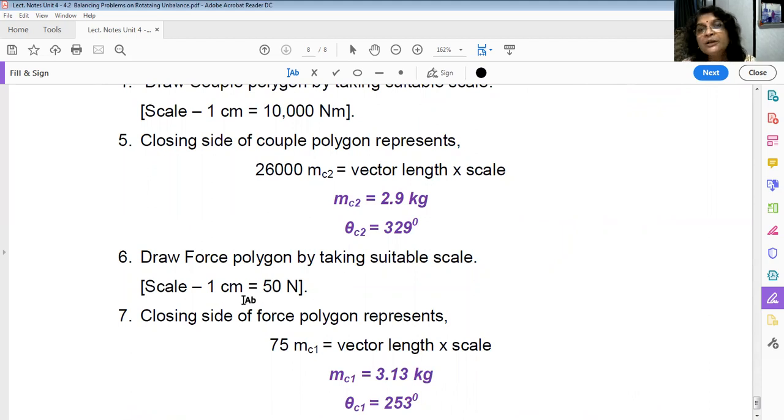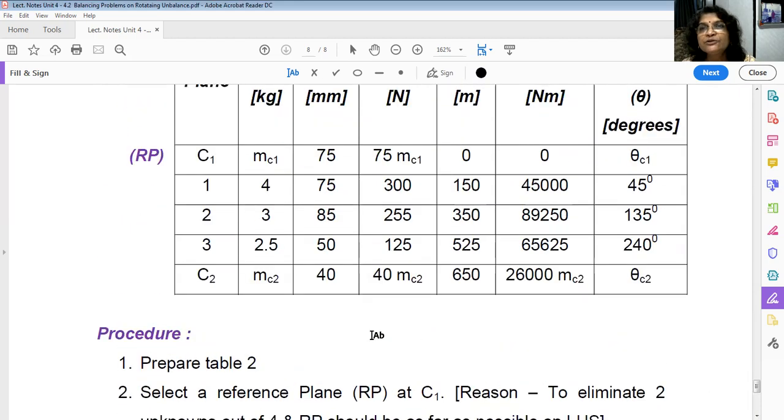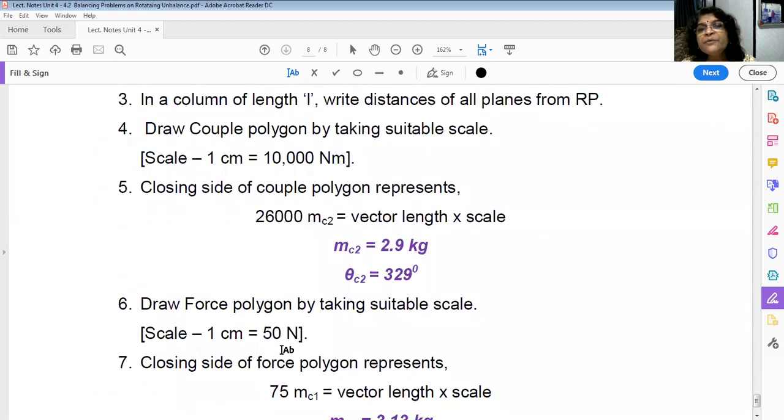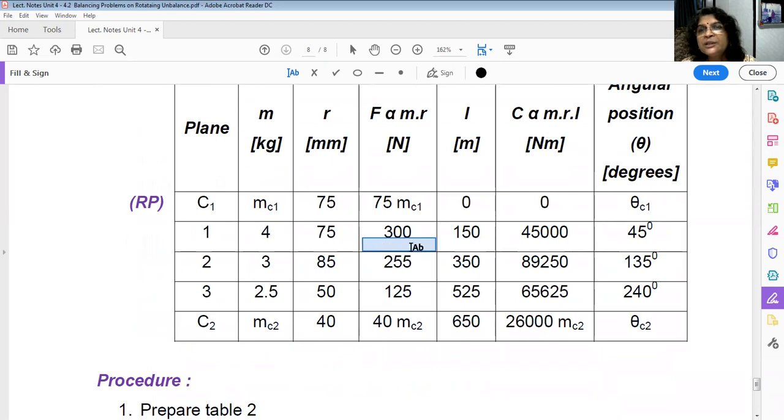Now how to decide the scale? Let us go to the force column. See, these are the forces. This is 300 Newton, 255, 125 Newton, and this is 40 into 2.9, that means around 120 Newton. So what scale will you take? Suppose I have taken 1 centimeter equal to 50 Newton. So 300 divided by 50, you will get 6 centimeter length. Maximum length is 6 centimeter, so that is convenient to draw on plain paper or your A3 size sketch book.